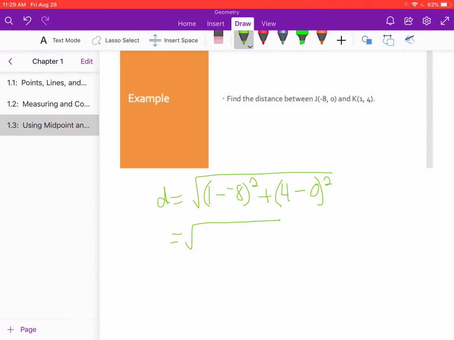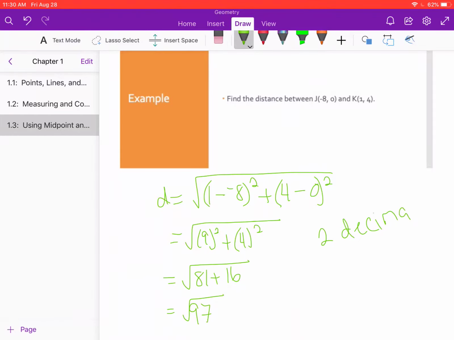So we have the square root of 1 minus -8, that's 9. So we have 9 squared plus 4 minus 0 is 4 squared. 9 squared is 81. 4 squared is 16. So we get the square root of 97. If you want to leave it as the square root of 97, I'm okay with that. Otherwise, you can use a calculator, probably round to, let's say, 2 decimals.